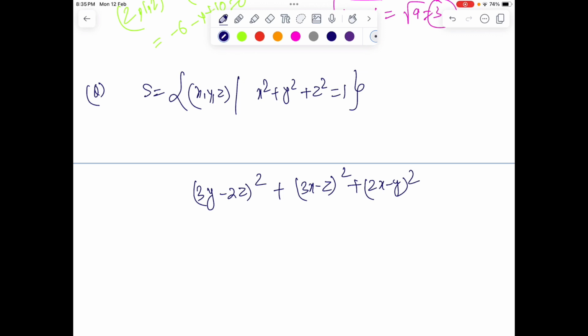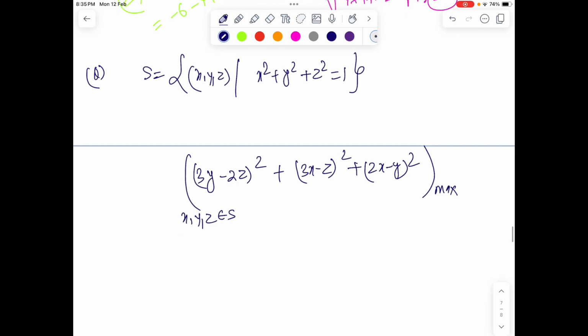Plus 3x minus z whole square plus 2x minus y whole square, maximum value under x, y, z belonging to this set. Now give it a try and pause the video.